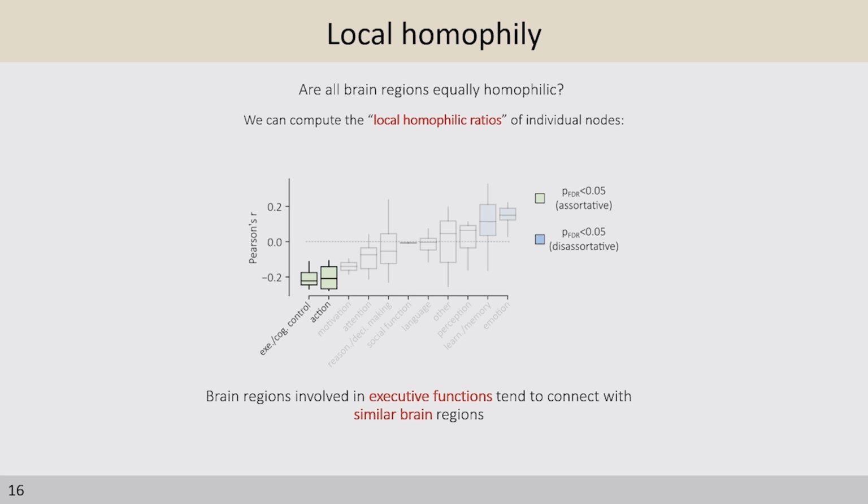We grouped these terms into specific categories, and the main takeaway of our work is that brain regions involved in executive functions were most likely to be connected with brain regions similar to themselves, whereas brain regions involved in memory and emotion functions tended to be connected with nodes that were dissimilar to themselves. This is particularly interesting because it shows that these homophilic patterns in the brain might be related to brain function as well.